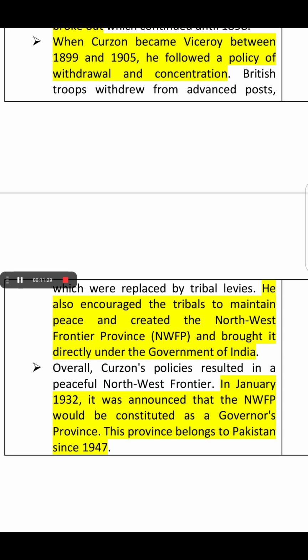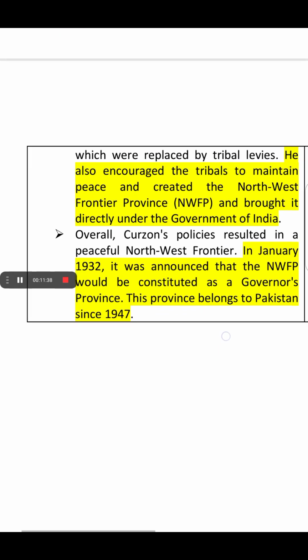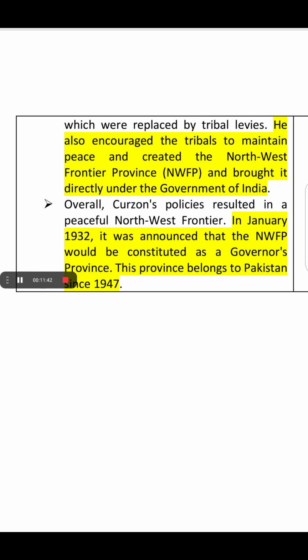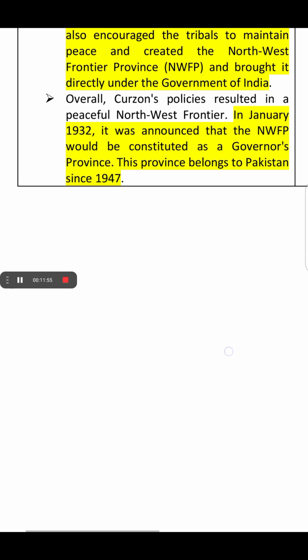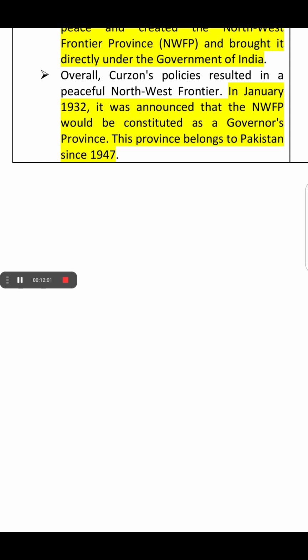When Curzon became Viceroy between 1899 and 1905, he followed a policy of withdrawal and concentration, and British troops withdrew from advanced posts, which were replaced by tribal levies. He also encouraged the tribes to maintain peace and created the Northwest Frontier Province and brought it directly under the government of India. Overall, Curzon's policy resulted in a peaceful Northwest Frontier Province. In January 1932, it was announced that the Northwest Frontier Province would be constituted as a governor's province, and this province belongs to Pakistan since 1947.